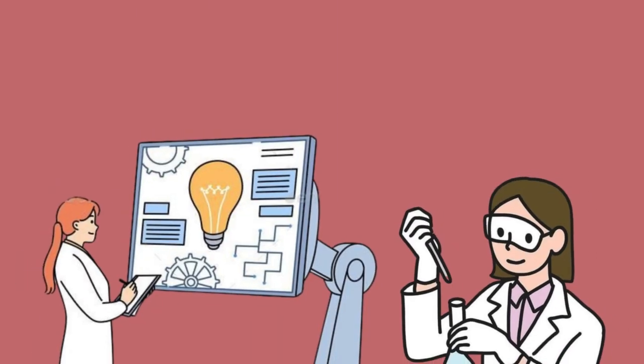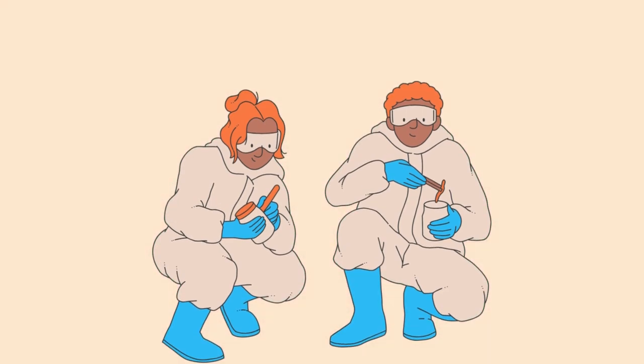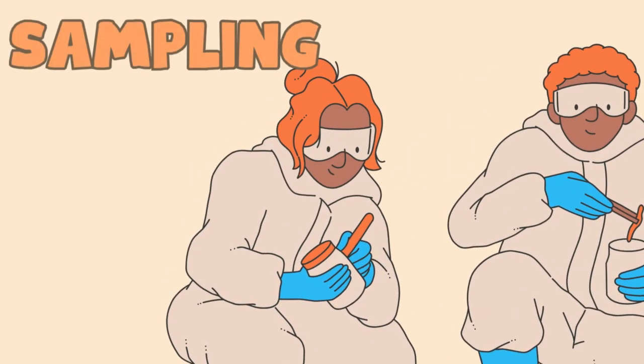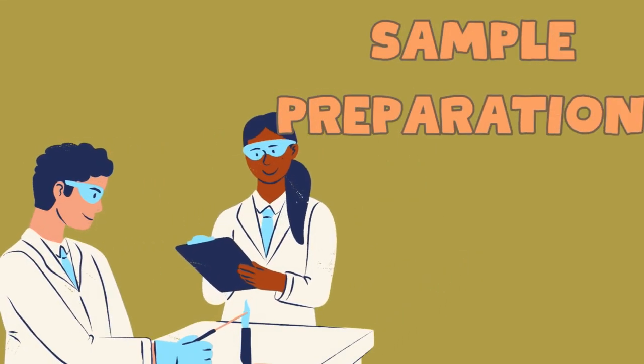We'll walk through the key steps involved in chemical analysis. First step is sampling. Take a small sample, and reduce it by grinding or drying to prepare it for testing. Then comes sample preparation. They prepare the samples in the lab.